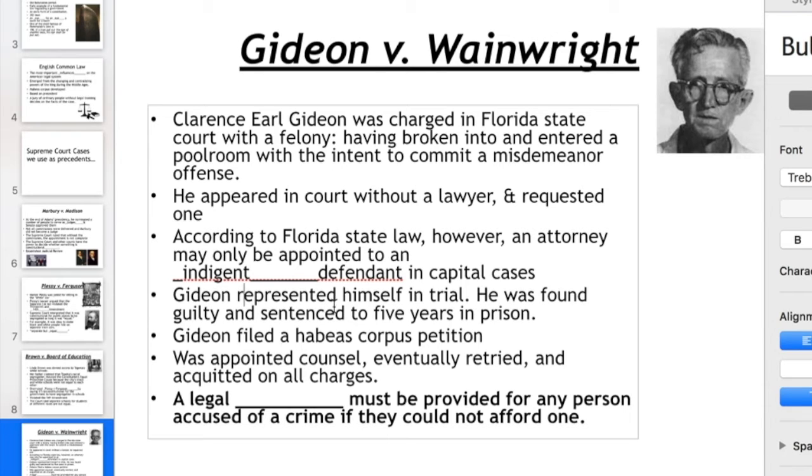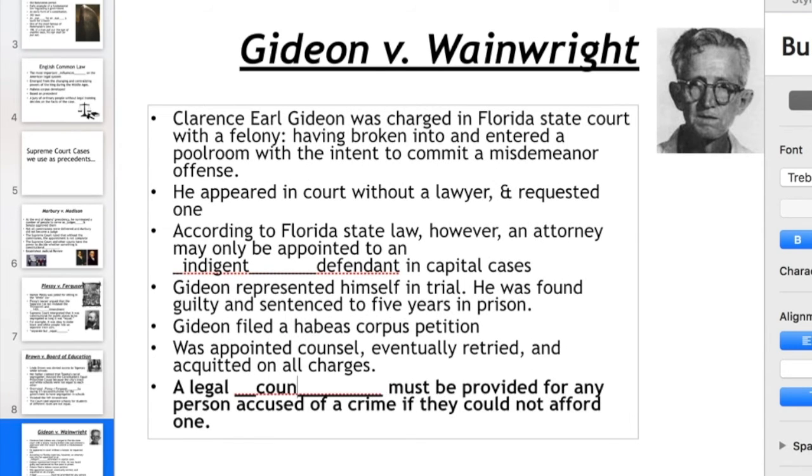And Gideon wound up representing himself in trial. He was found guilty and sentenced to 5 years in prison. So he filed a habeas corpus. This is a petition, because he believes that he was wrongfully imprisoned. And after that, he was appointed a counsel, and then they retried his case, and then he was acquitted and let go on all charges.